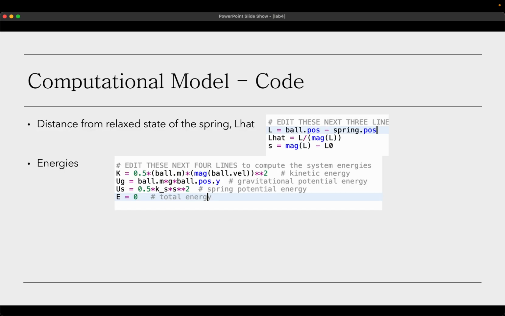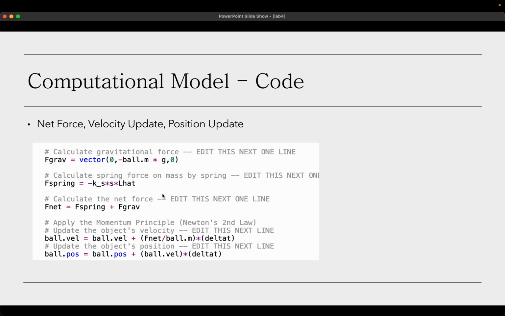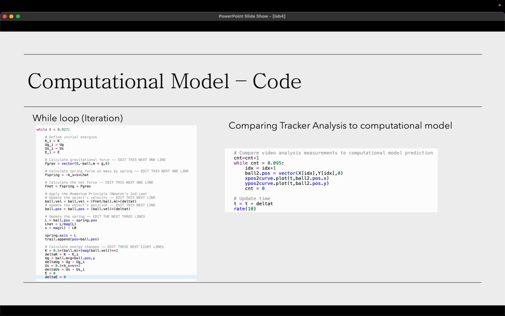Model code: distance from the relaxed state to find L, L hat, and S. Energies: here are the equations of the energies applied. Net force, velocity update, position update equations, you can see them here, pretty easy and well defined. The while loop: while t is less than 8.927, which was the last moment that I recorded my motion. And here, compare the tracker analysis to the computational model, you can see the code here.